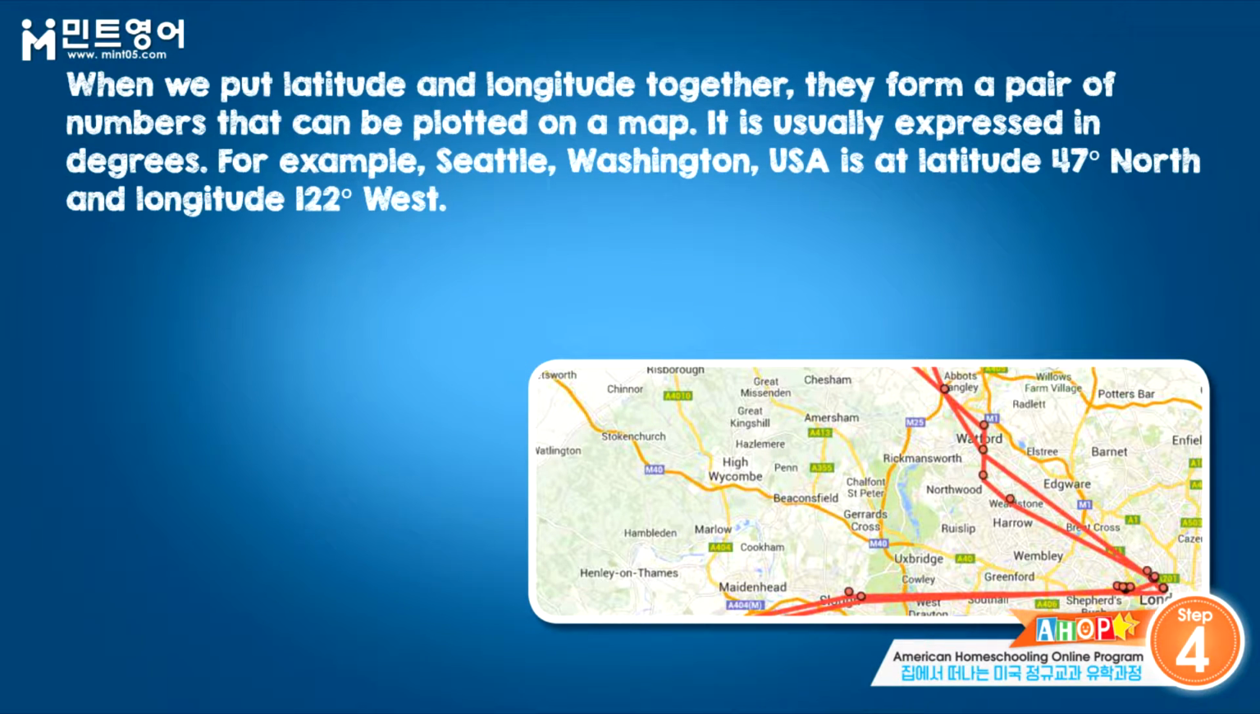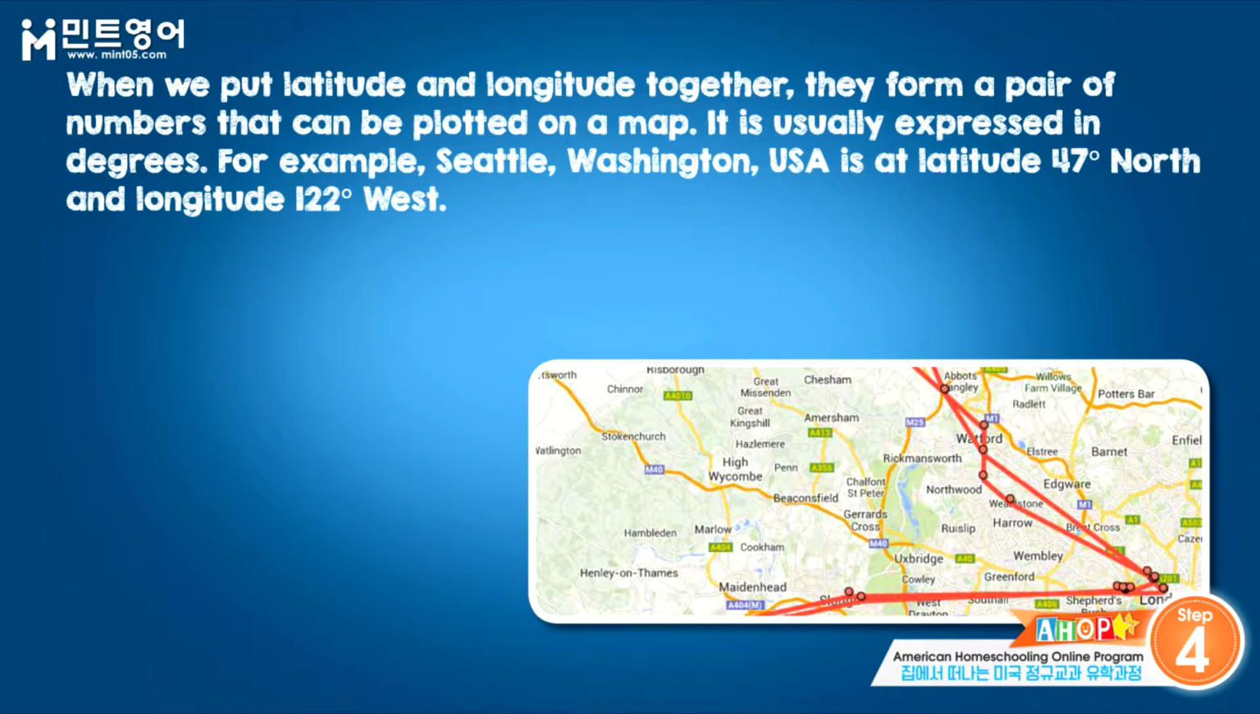When we put latitude and longitude together, they form a pair of numbers that can be plotted on a map. 위도와 경도를 함께 붙인다면 그들은 지도에서 선을 이을 수 있습니다. It is usually expressed in degrees. 보통은 도로 의미가 될 수 있는데요.